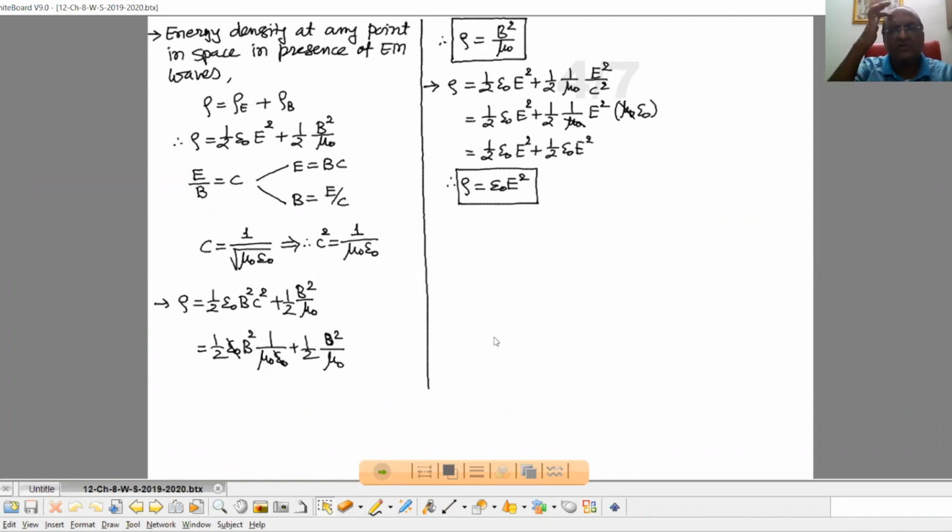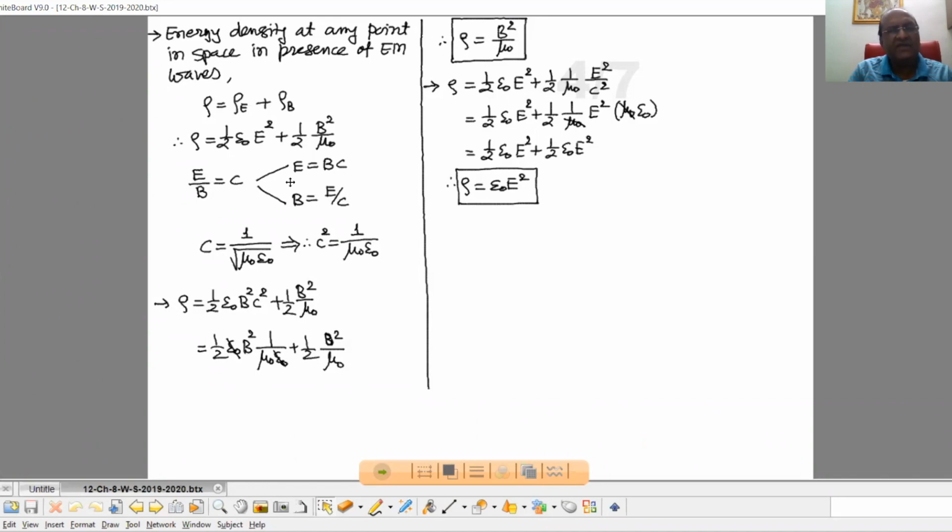Now in case of electromagnetic waves, the energy is present in the form of electric as well as magnetic field. So we can write the energy density at any point in space in the presence of electromagnetic waves as rho E plus rho B. Now rho E is half epsilon 0 E square, and rho B is half B square upon mu 0. But we already discussed E by B is C.